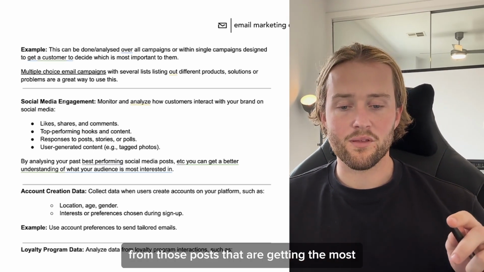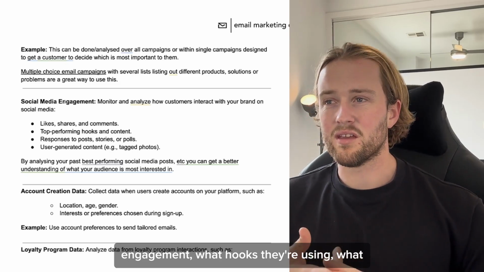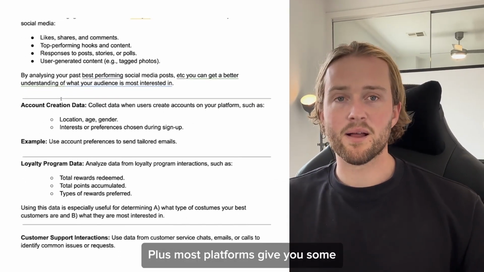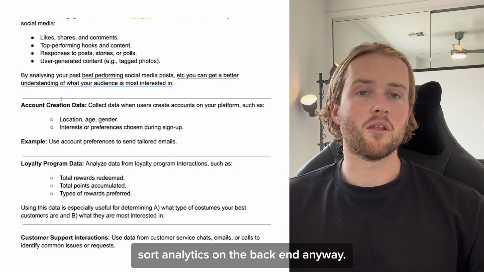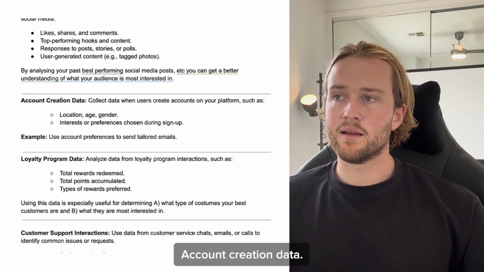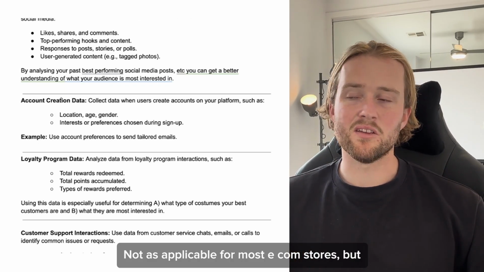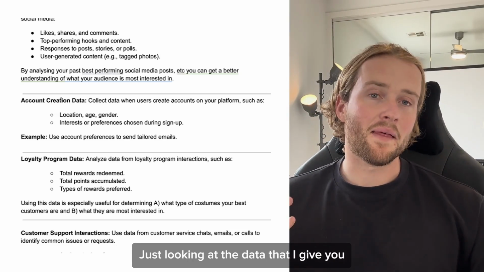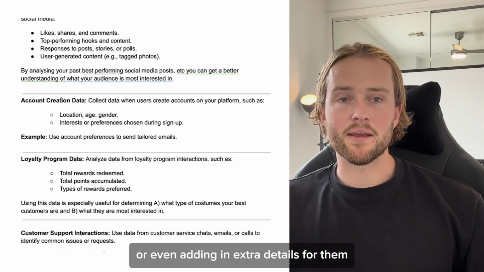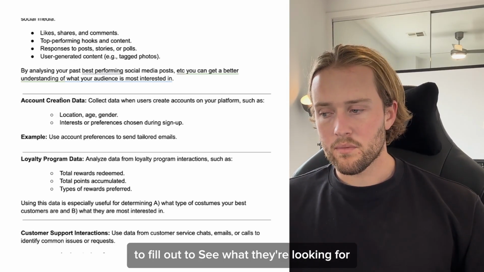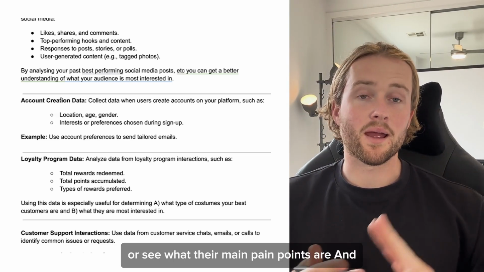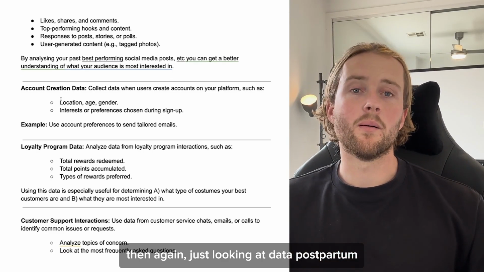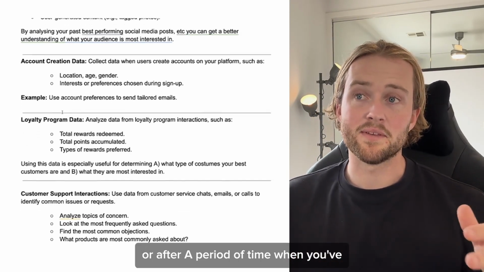And then from those posts that are getting the most engagement, what hooks they're using, what content you're featuring, stuff like that. Plus, most platforms give you some sort of analytics on the back end anyway. Account creation data is not as applicable for most e-com stores, but if you do have any sort of account creation, just look at the data that they give you, or even add extra details for them to fill out to see what they're looking for or what their main pain points are. And then again, just look at the data postpartum, or after a period of time when you've gathered enough data.